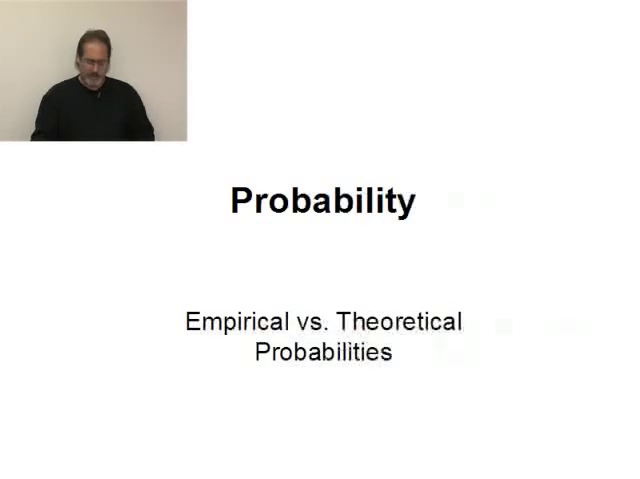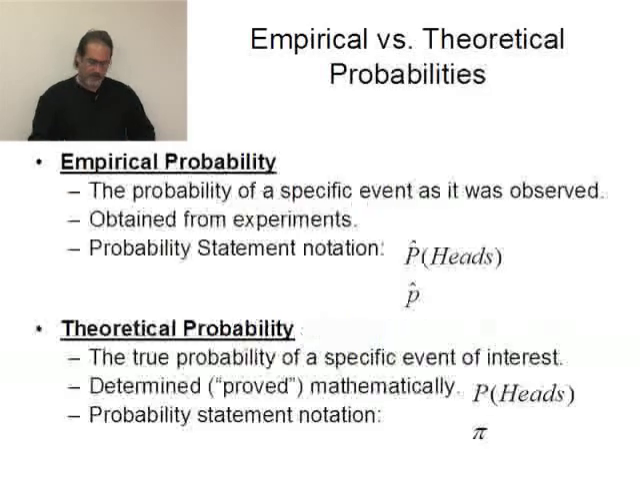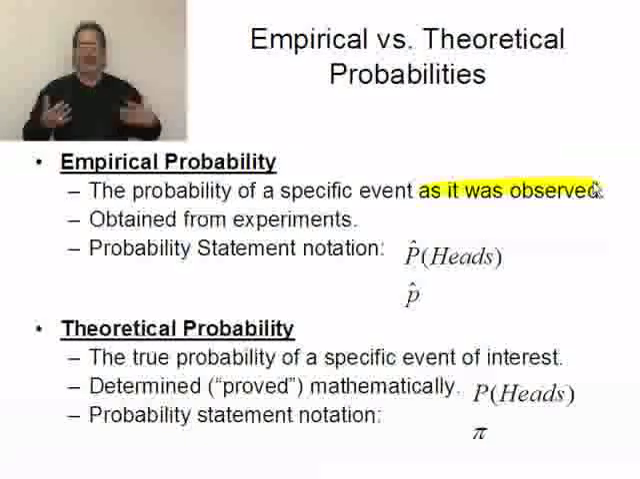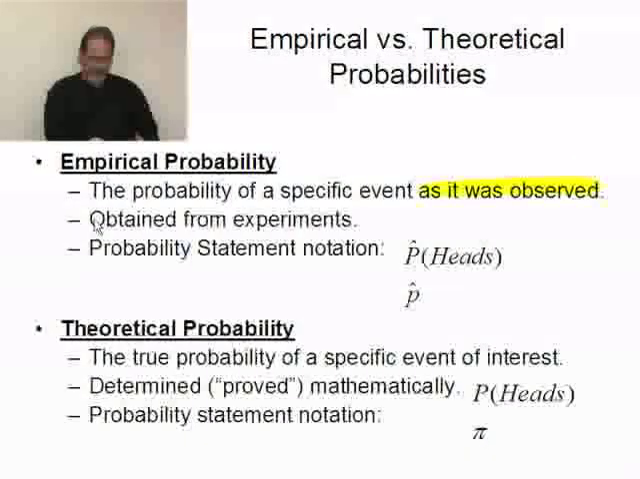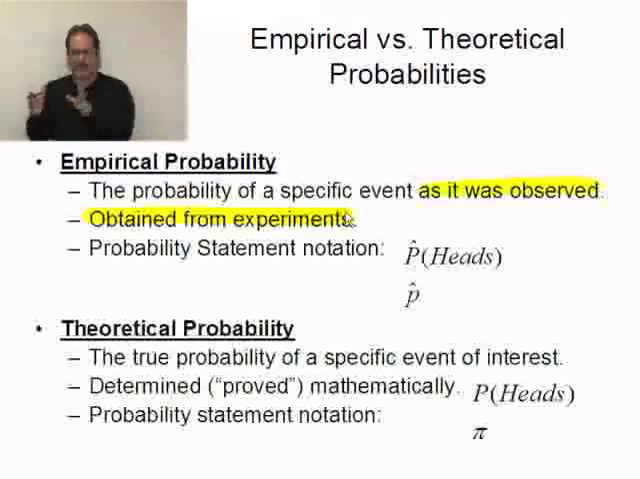Let's talk now a little bit about the idea of empirical versus theoretical probabilities. Now, an empirical probability is the probability of a specific event as it was actually observed. And that's the key. It's a result of an experiment. And when you do the experiment itself, the result of that experiment, you turn into probabilities, and that's an empirical probability.